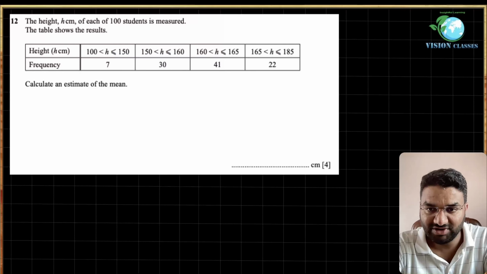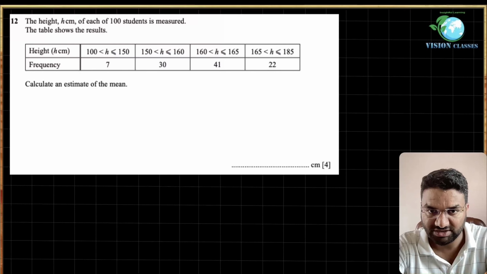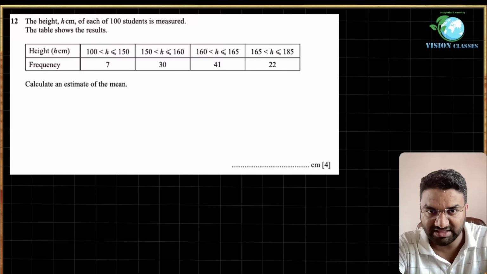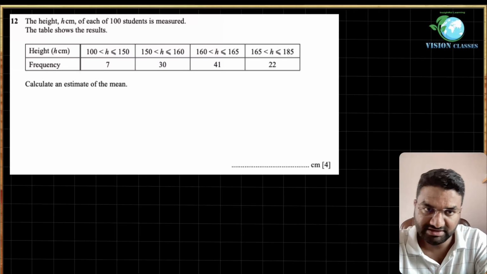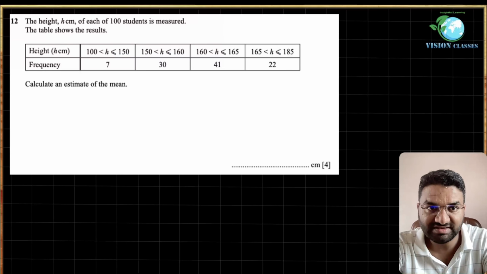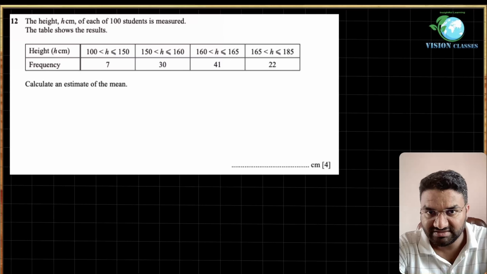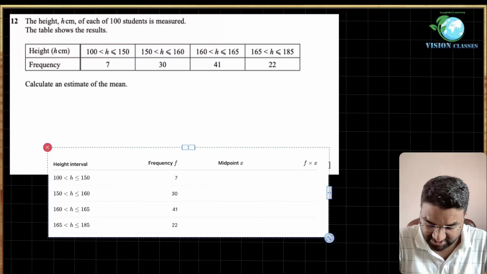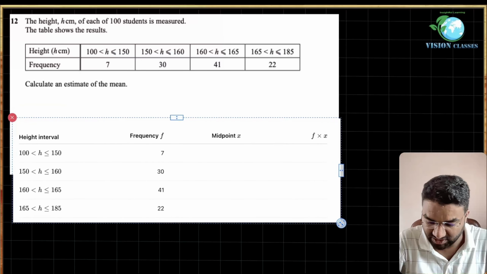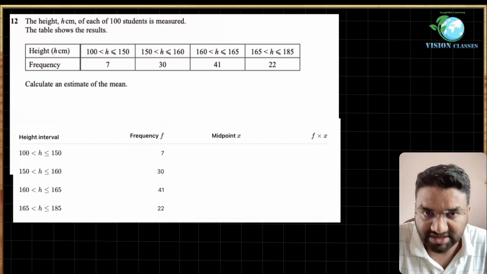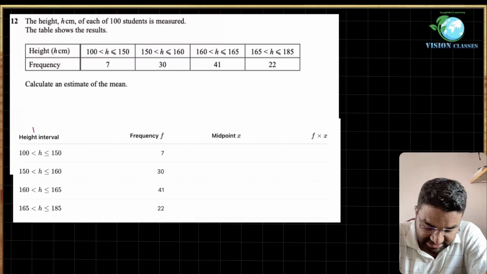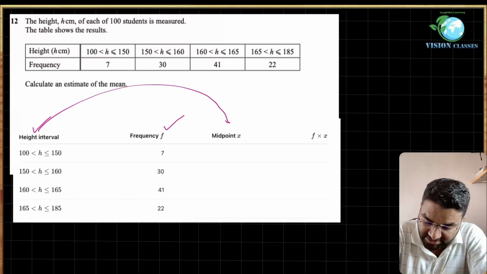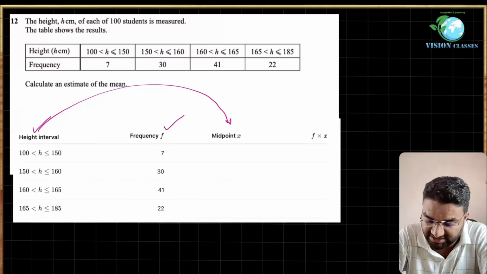And in this question, actually, the heights are given and they are in the range, right? And next, the frequencies are given. So in this case, first of all, we need to arrange the data in this format so that we'll be able to calculate it correctly. So height here, then frequency, we have to take the midpoint of the height interval, and then we have to take the frequency times midpoint.